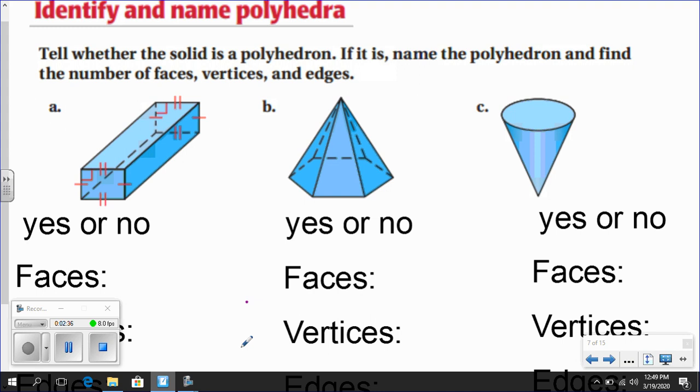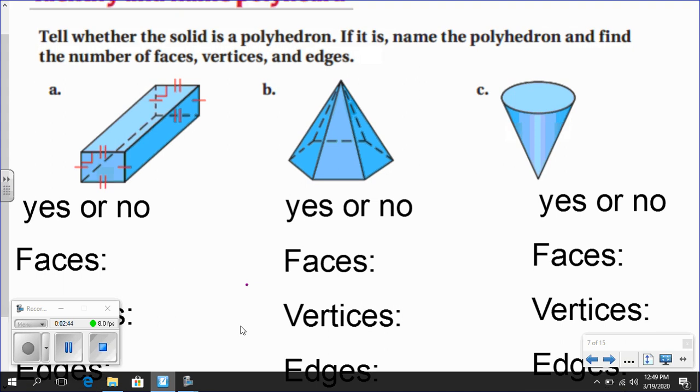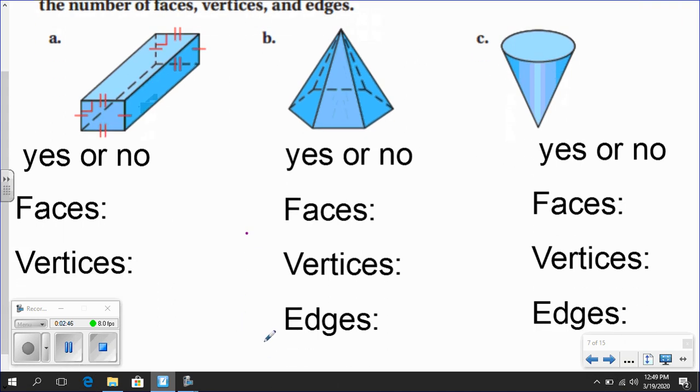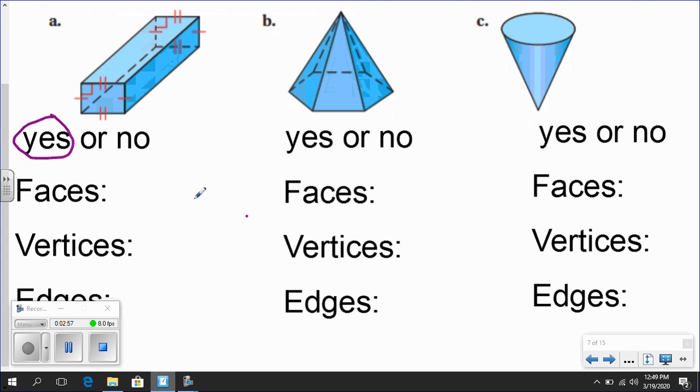Let's tell whether the solid is a polyhedron. If it is, we're going to name it and then find the number of faces, vertices, and edges. So looking at A here, is this a polyhedron? And the answer is yes. How many faces? Well, we're just going to count. So we have a face here, face in the back, that's 2, and then 1, 2, 3, and then 1 on the bottom, 4. So that's a total of 6 faces.